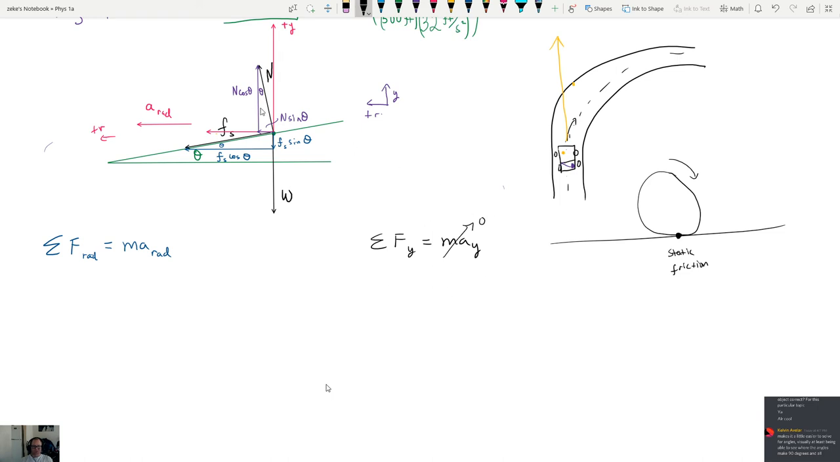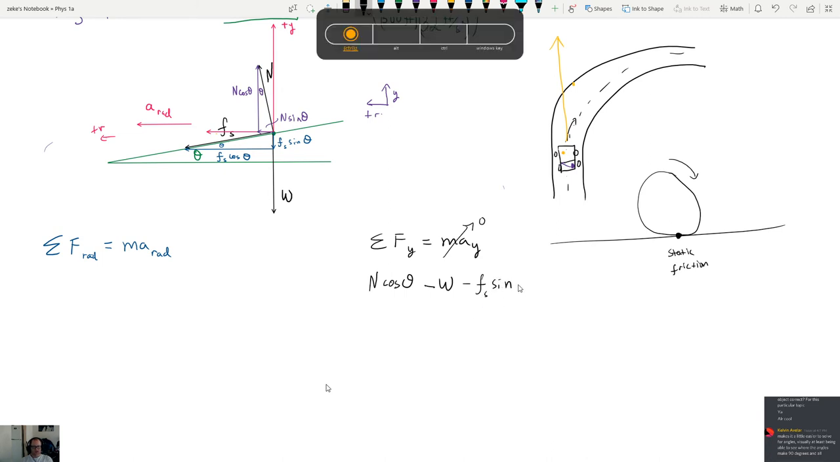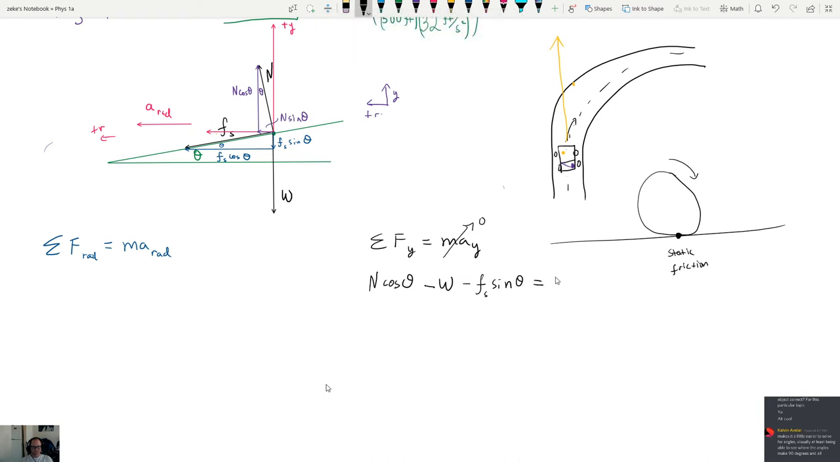So let's look at the y one first. That's going to be the easier one to do. So what do we have in the y direction? We've got N cos theta, which is pointing up like there. And W, which is pointing down. And F_s sine theta, which is also pointing down. So N cos theta minus W minus F_s sine theta equals zero. I could really write a lot faster if I didn't have to wait for it to connect all the weird lines. So we got that. And we also have another thing we can put in here.